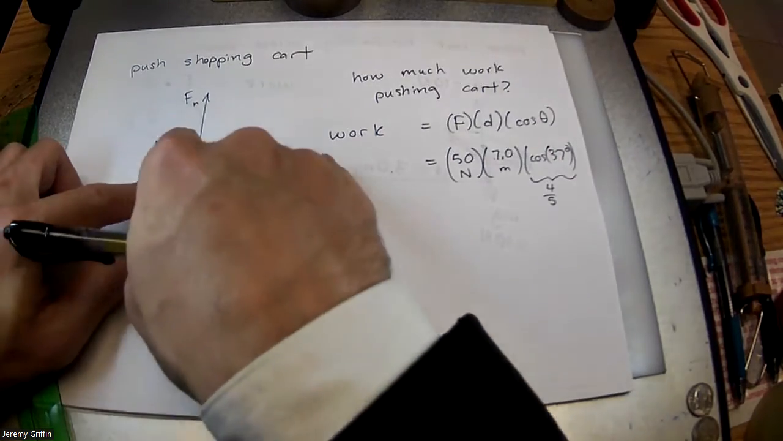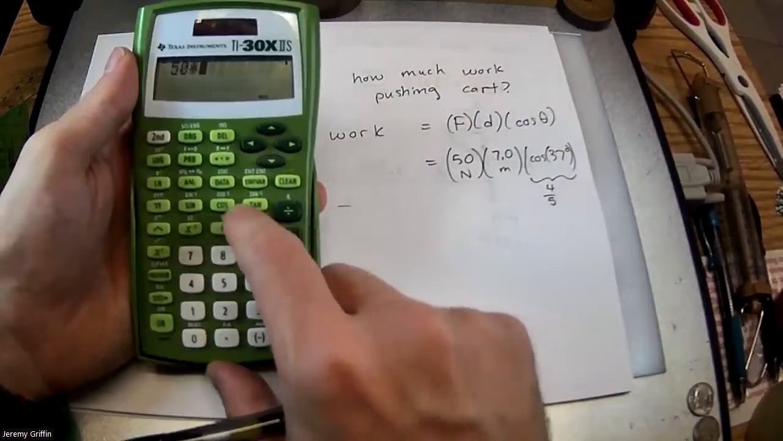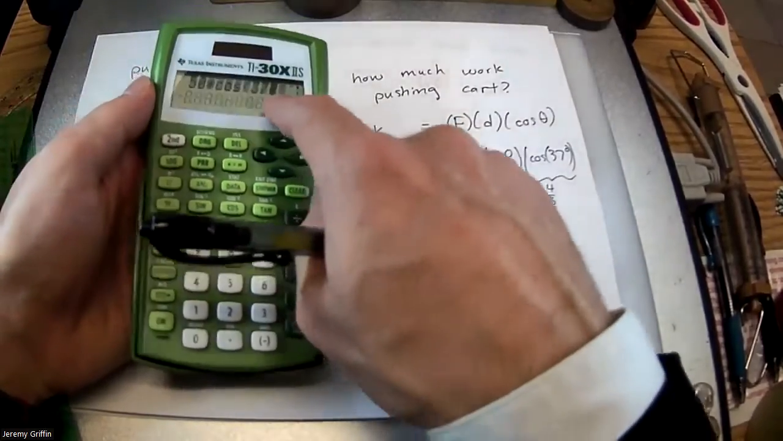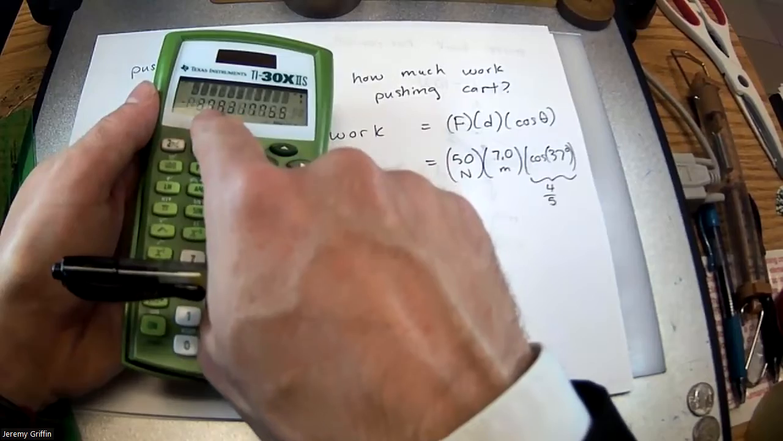Which would be 4/5 of 50. Or if you like, how about this? What is 50 newtons times cosine of 37 degrees? Now it's not exactly 37, it might be 36.9. You guys get the idea. Let's just round that to about 40 newtons. Is that okay? About 40 newtons.